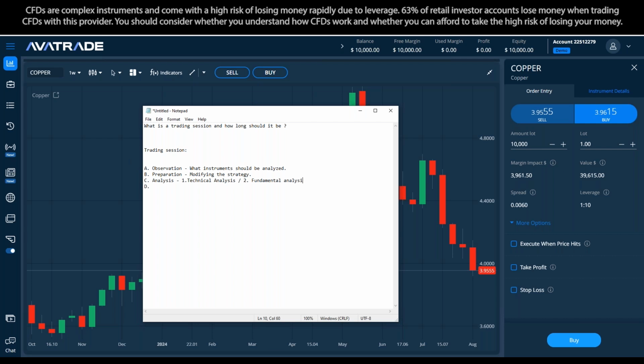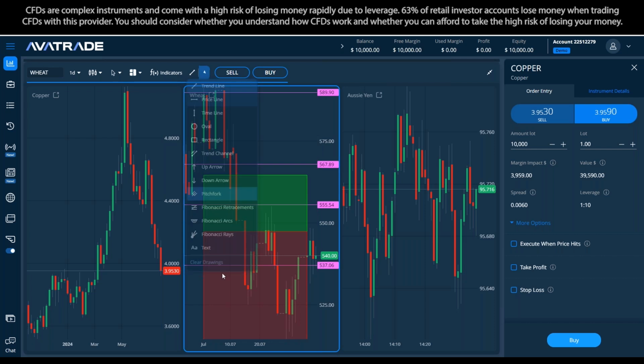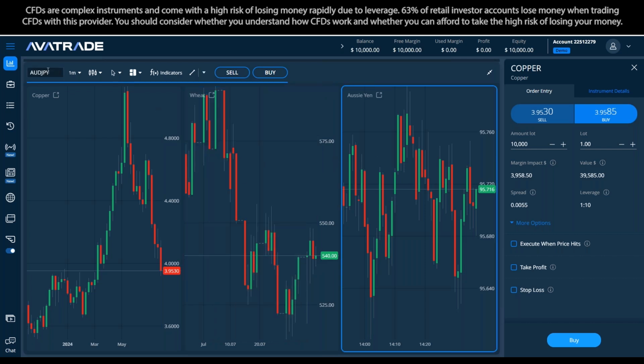Fundamental analysis. Okay. In other words, we've opened the chart. Thank you, Alfred. Very nice. We did some observation. We looked at some stocks, some indices, some things. Okay, and then we choose. Those are the instruments we would like to use. No problem. Then we modify the strategy. We say, okay, we are looking at copper, and there are a lot of things here. Wheat, and we are looking at Nasdaq.